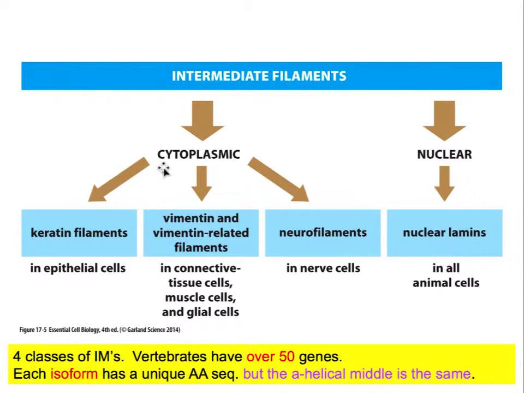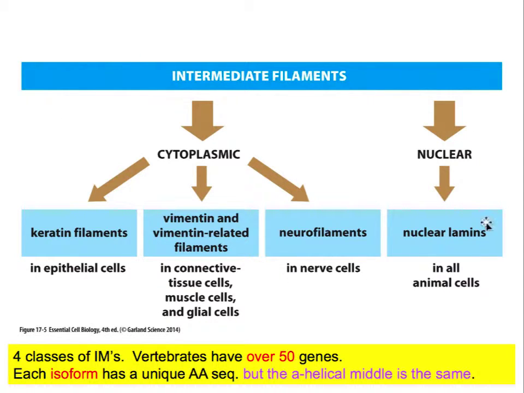The intermediate filaments found in the cytoplasm, they fall into 3 major classes. And we've mentioned these very briefly already. The keratin filaments are very common in epithelial cells. The neurofilaments are very common in nerve cells. But there's a 3rd class of cytoplasmic intermediate filaments, vimentins and vimentin-related filaments. And these are found in connective tissue cells, muscle cells, and glial cells of the nervous system.